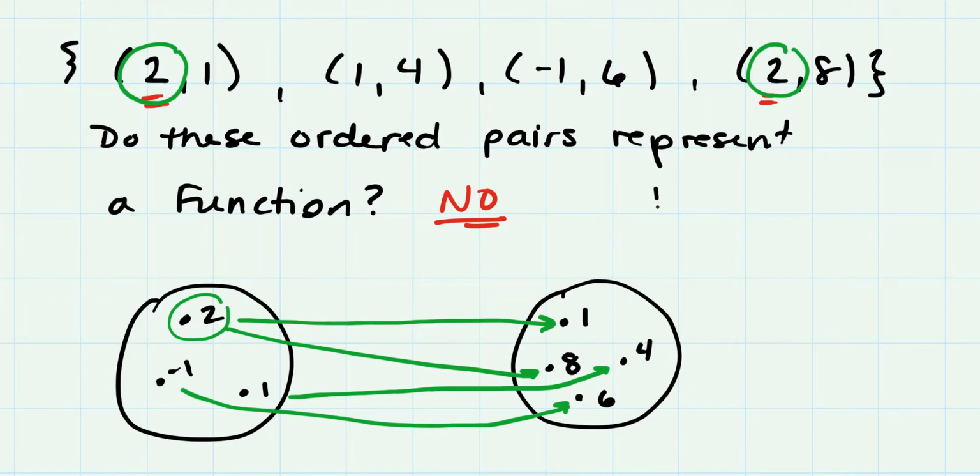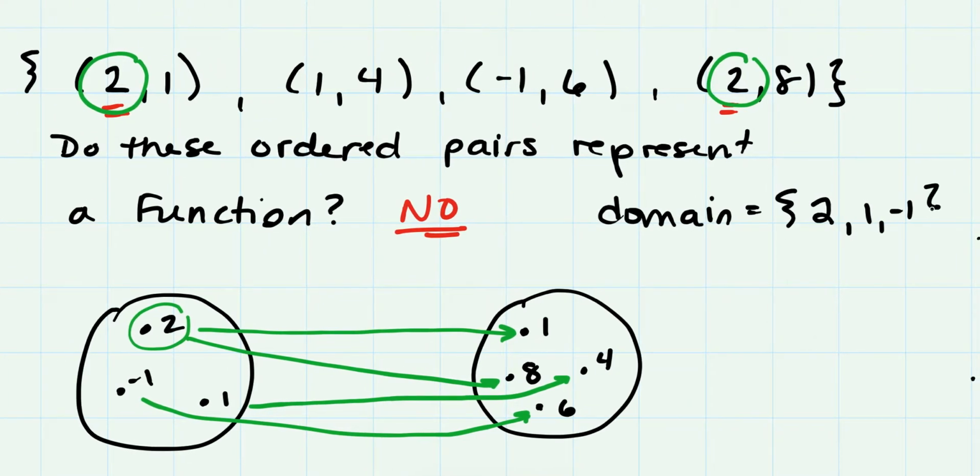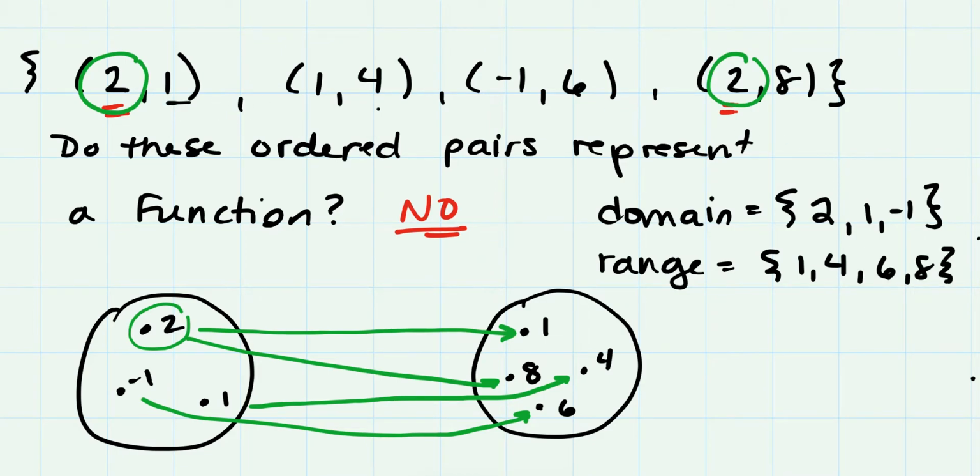I'm going to write out the domain in set notation, just so that you've seen it before. 2, 1, -1, that's the domain, that's all of the x-coordinates, and the range is 1, 4, 6, and 8. All of the y-coordinates.